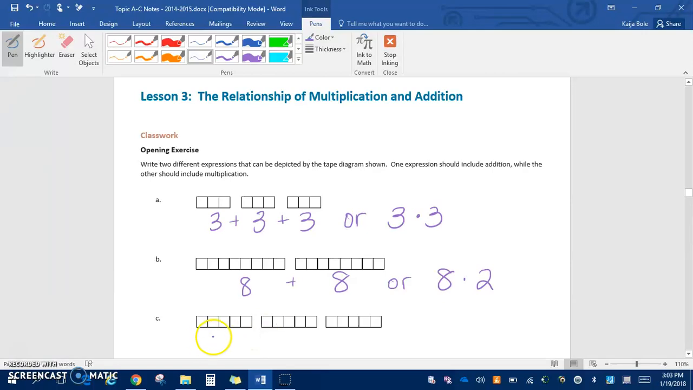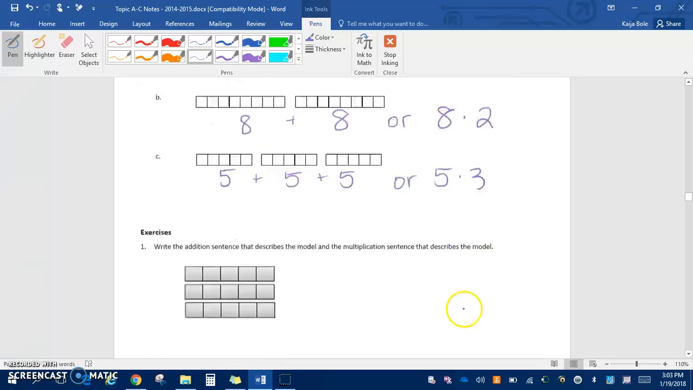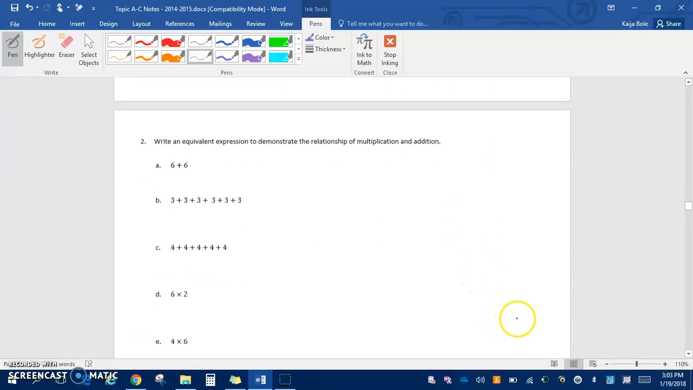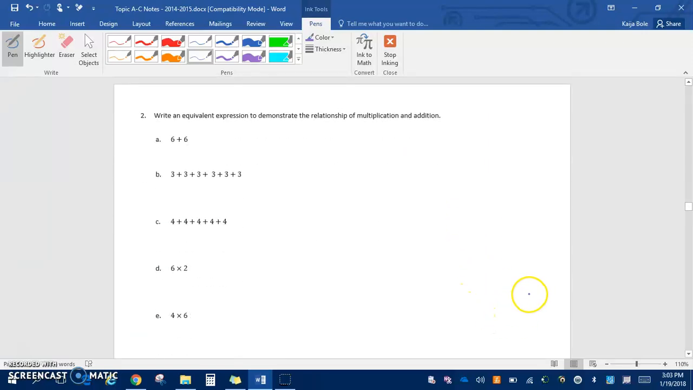And C here, we have 5 boxes each, so we'd have 5 plus 5 plus 5, which is the same thing as 5 times 3. Right, so that's kind of just our introduction here. So we're going to move from the visual to now looking at it using letters and numbers. So it says write an equivalent expression to demonstrate the relationship of multiplication and addition.